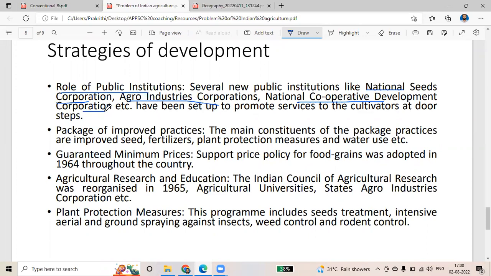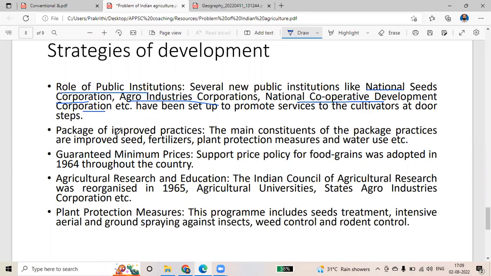Agro Industrial Corporation develops the agro-industry. There are multiple public institutions which can support agriculture, which can innovate agriculture and give innovative technologies. So improving this is another strategy for development.